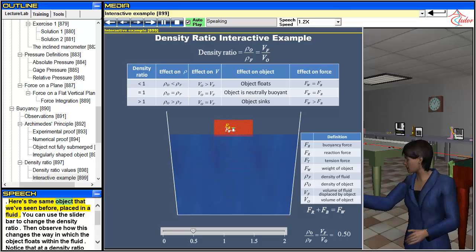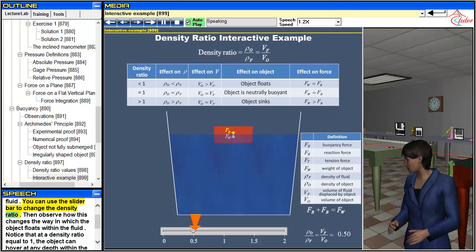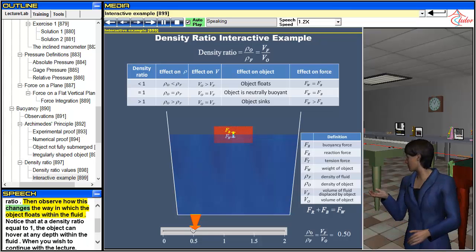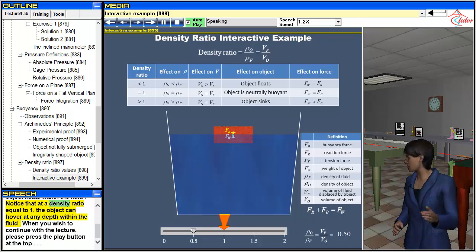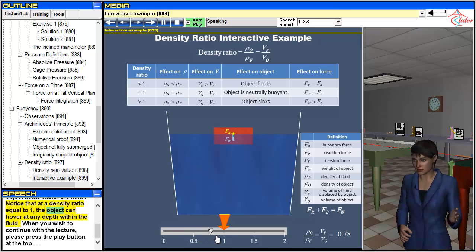Here's the same object that we've seen before, placed in a fluid. You can use the slider bar to change the density ratio. Then observe how this changes the way in which the object floats within the fluid. Notice that at a density ratio equal to 1, the object can hover at any depth within the fluid. When you wish to continue with the lecture, please press the play button at the top.